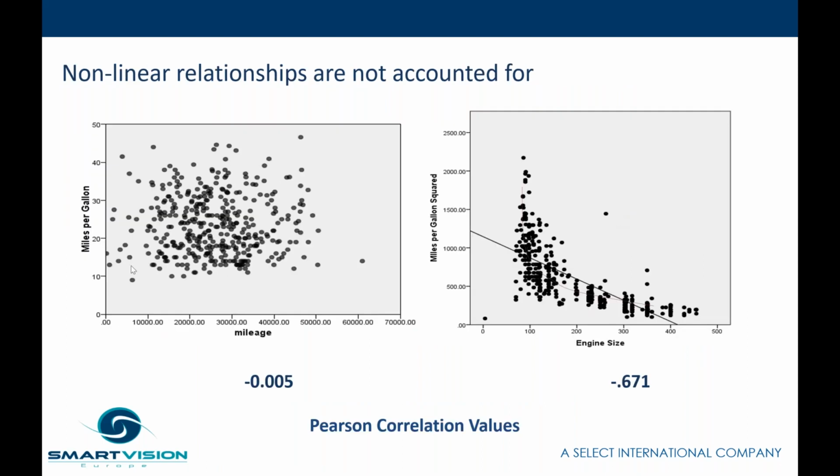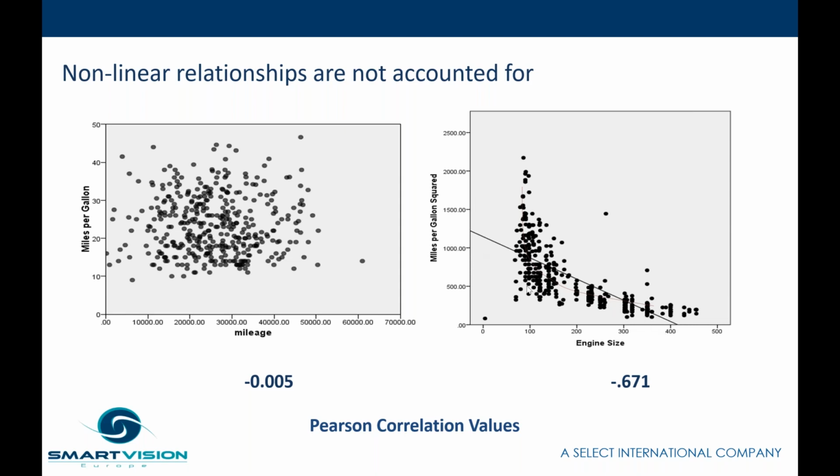Just to show you an example of what a completely random correlation looks like: this is miles per gallon against the car's mileage. Of course, there's no relationship between the age of the car and the miles per gallon. And so the correlation is quite close to 0. It just happens to be a little bit under 0 here. It's effectively random.